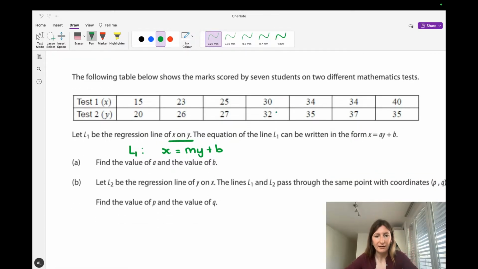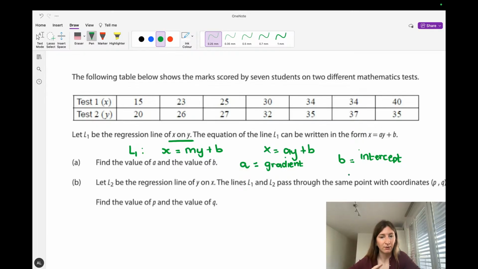So the value of a, let's write it how they've written it: x equals ay plus b. It's a good idea to not get confused. a is the gradient. This is where it gets confusing on your calculator, because your calculator is not using a, it's using m. So a is gradient, b is intercept. Just really important that you don't get these mixed up. We'll see in the mark scheme, it's important that you say a equals and b equals, and that those are correct and not the wrong way around. Otherwise, you won't get full marks.